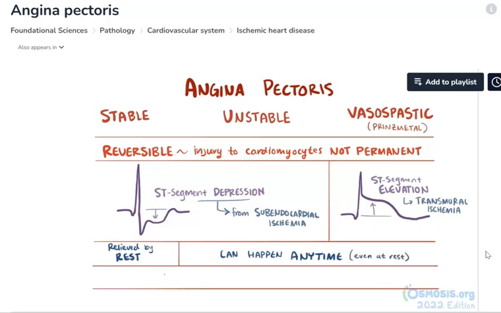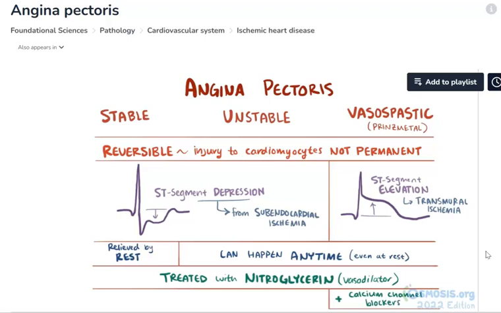In terms of medications, all three can be treated with nitroglycerin, which is a vasodilator that increases blood vessel diameter to allow more blood flow. In addition, vasospastic angina also responds to calcium channel blockers.